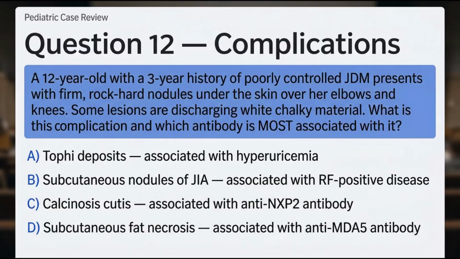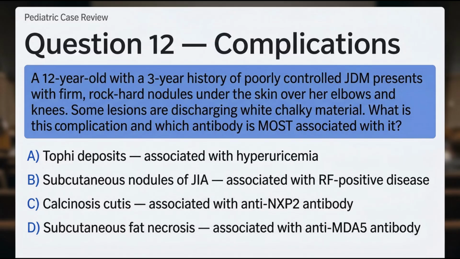Question 12. Complications. A 12-year-old with a 3-year history of poorly controlled juvenile dermatomyositis presents with firm, rock-hard nodules under the skin over her elbows and knees. Some lesions are discharging white chalky material. What is this complication and which antibody is most associated with it?